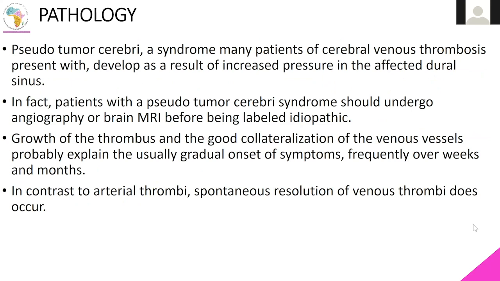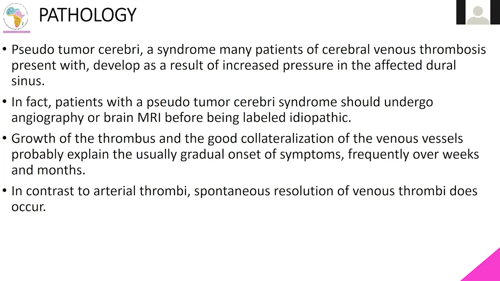Pseudotumor cerebri, which is a syndrome many patients of cerebral venous thrombosis present with, develops as a result of increased pressure in the affected dural sinuses. In fact, patients with a pseudotumor cerebri syndrome should undergo angiography or brain MRI before being labeled idiopathic. Growth of the thrombus and the good collateralization of the venous system probably explain the usually gradual onset of symptoms, frequently over weeks and months.